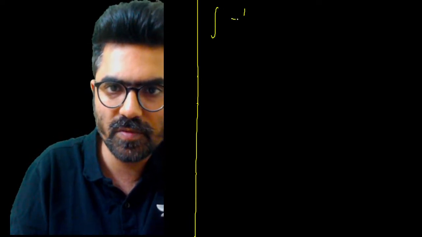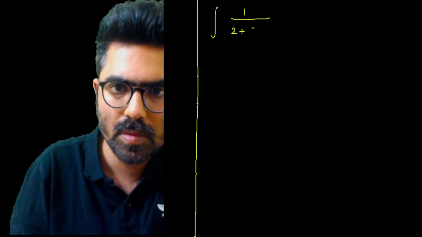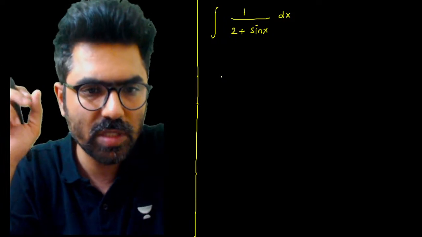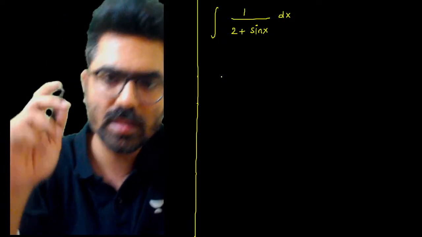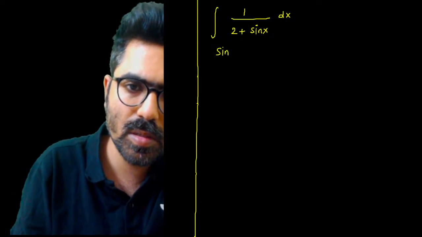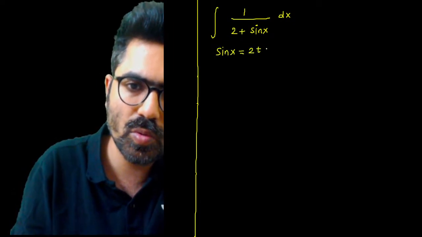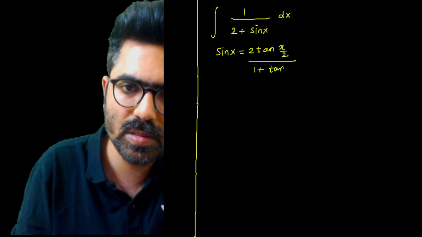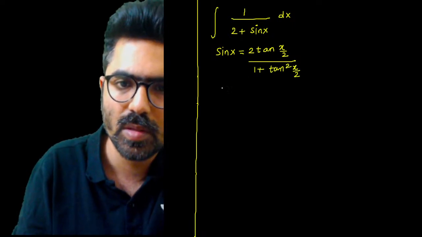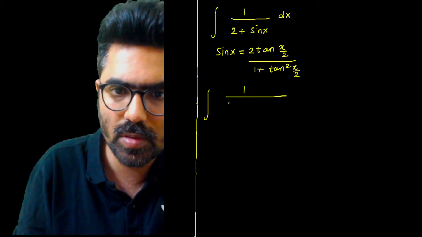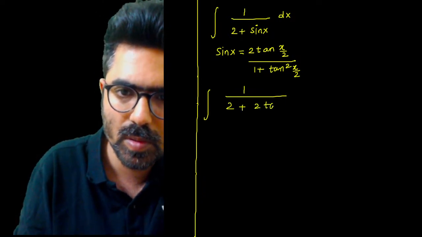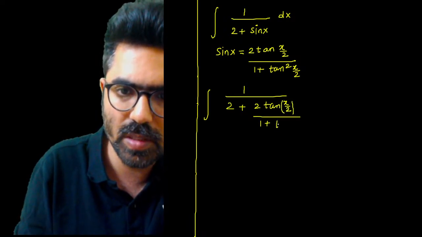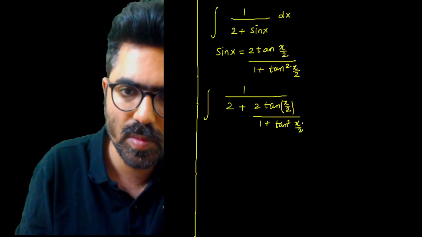You have to find the integration of 1 upon 2 plus sin x dx. This is the basic question I've taken. Instead of sin x, you have to put 2 tan x by 2 upon 1 plus tan square x by 2. So the question will be something like this: 1 upon 2 plus 2 tan x by 2 upon 1 plus tan square x by 2, dx.